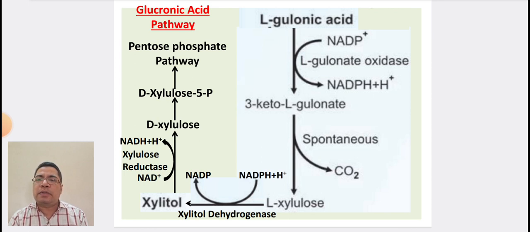This L-xylulose is then converted into xylitol with the help of enzyme xylitol dehydrogenase and NADPH to NADP+. Then the xylitol is converted into D-xylulose with the help of NAD+ to NADH plus H+ with the help of enzyme xylulose reductase. Then this D-xylulose is converted into D-xylulose 5-phosphate and it is later sent to the pentose phosphate pathway.